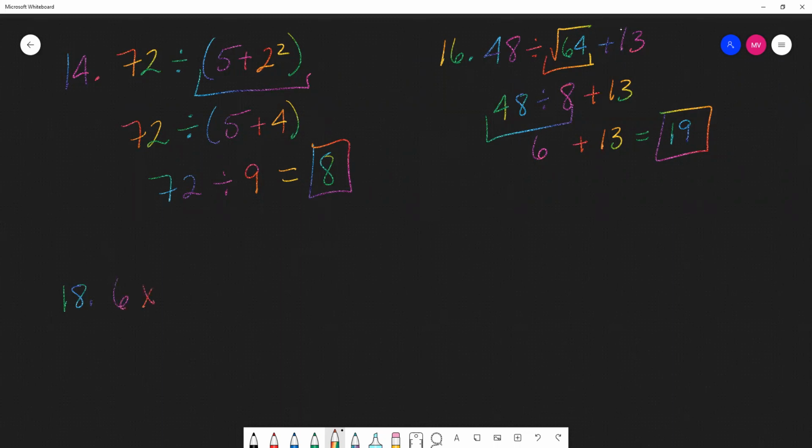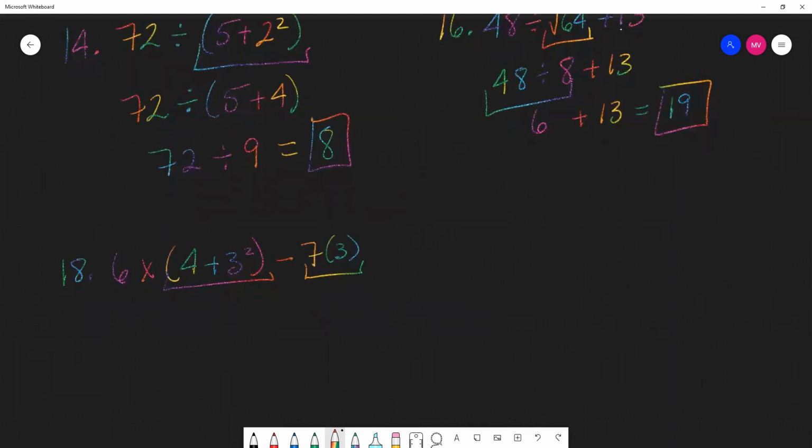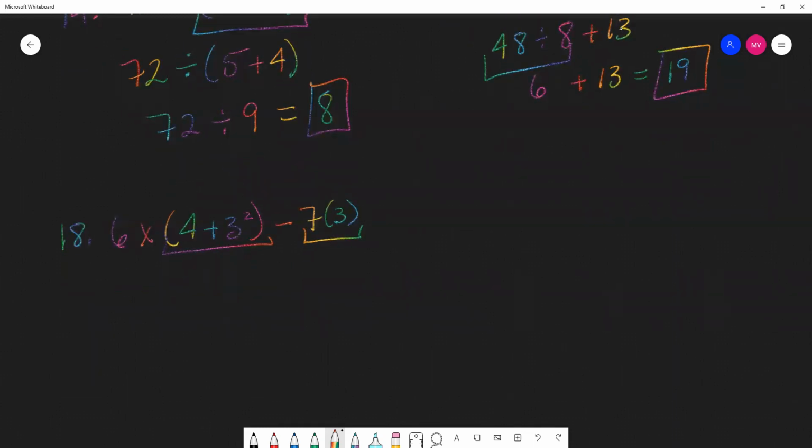Write as fast as you possibly can. Number 18, you have 6 times 4 plus 3 squared minus 7 times 3. All right. So we have a couple of things going on, but the 6 is interacting. It's being multiplied times the parentheses. So before we can do 6 times anything, we must solve inside our parentheses. However, we are then subtracting 7 times 3. So we could go ahead and solve this at the same time, just to simplify our steps a little bit.